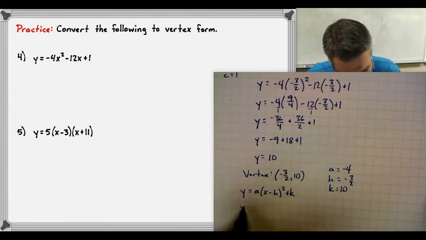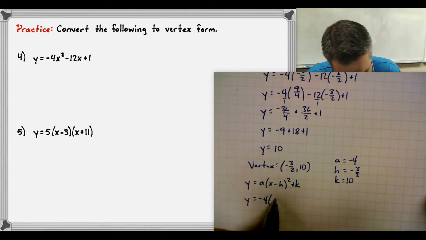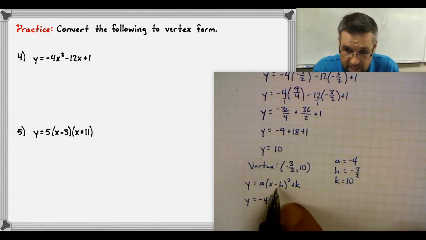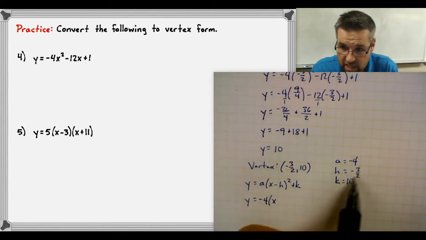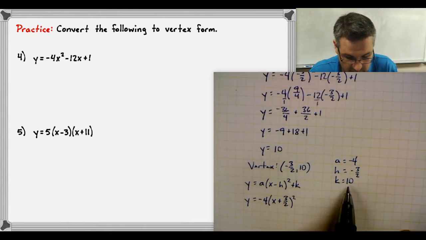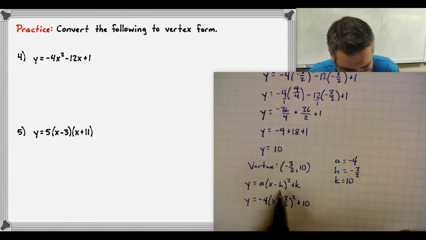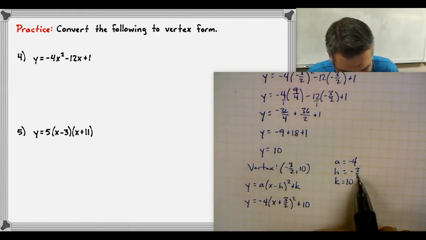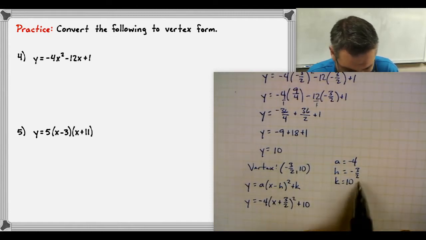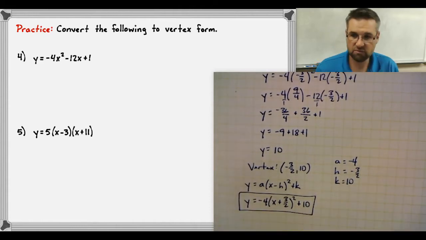And so when I go to plug it in, I get y equals negative 4 for a times x. Because that says a minus sign, I'm just going to change that sign there just like I always do. So it'll say x plus 3 halves squared. And then since that says a plus, I'm going to keep that sign. So that'll say plus 10. Change the h value, keep the k value. So that'll say plus 3 halves. And then that's positive 10 because that's already positive 10. And that is our vertex form.